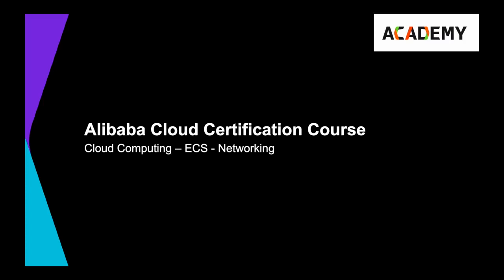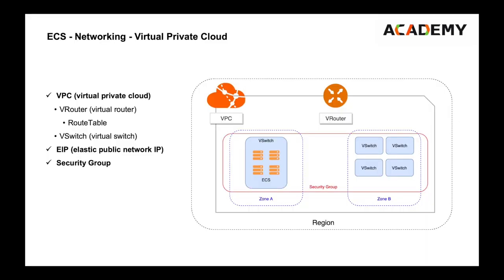All right, now we come to ECS networking. How do you connect ECS instances together? How do you connect them to the internet? Well, the key component in ECS networking is what we call the Virtual Private Cloud, or VPC.